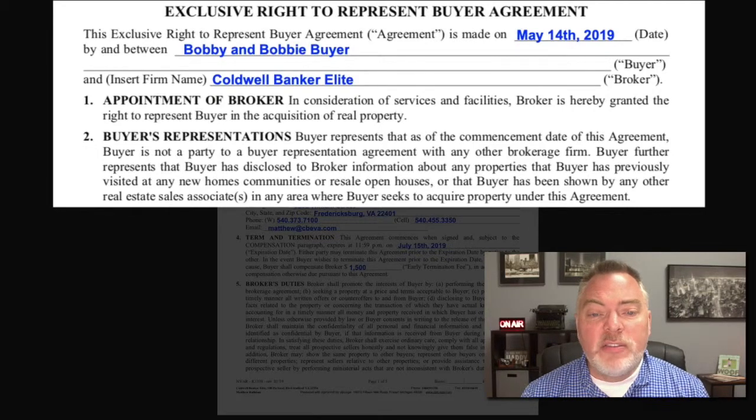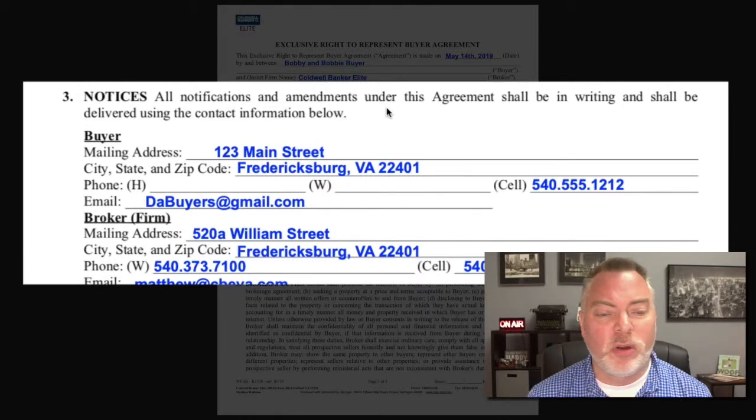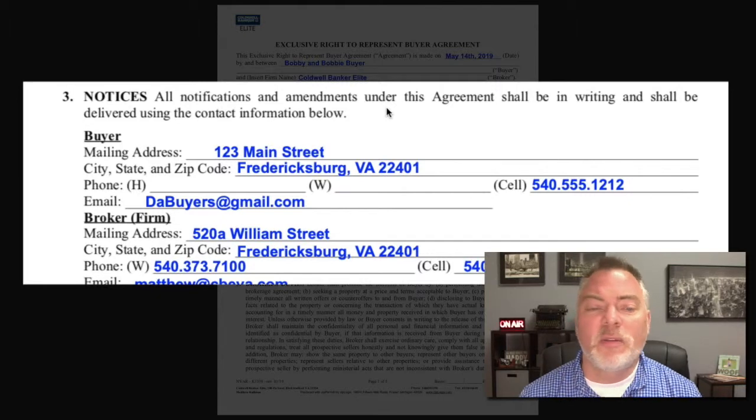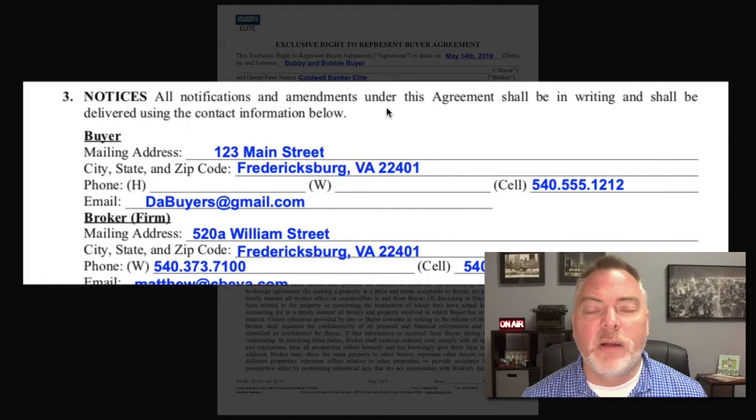Paragraph 3 is notices. This is a paragraph about legal notices. So if we have to serve some type of termination agreement or legal proceedings or anything arising out of our representation of the clients, whatever information is in paragraph 3 is where we will file that. And it's just a good place to get your client's contact information, to make sure you have it correct. So please make sure this is complete.